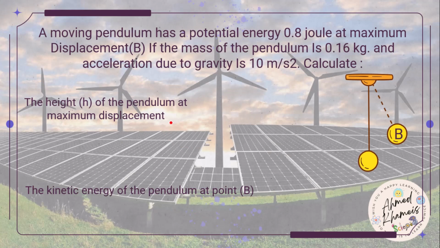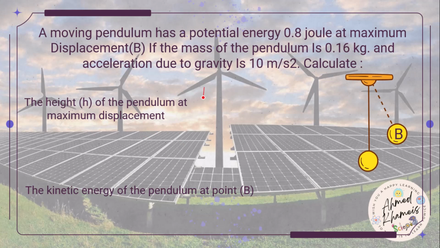So a moving pendulum has a potential energy of 0.8 joule at maximum displacement P. If the mass of the pendulum is 0.16 kilogram and the acceleration due to gravity is 10 meters per second square, calculate the height of the pendulum at maximum displacement and the kinetic energy of the pendulum at point P.